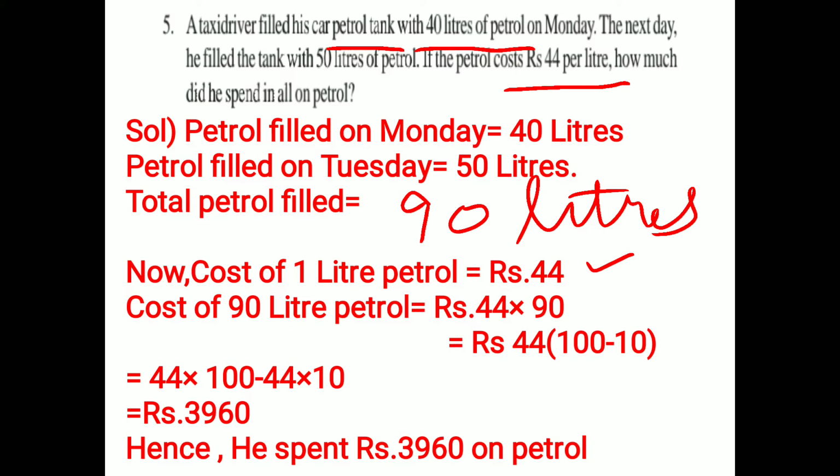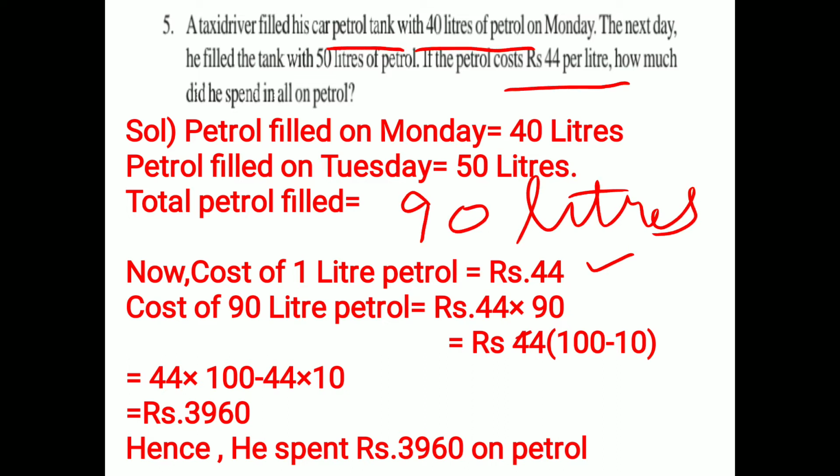44 into 90. So 44 you have to multiply by 90. Yesterday I told you how to multiply. Means we will break this 90 with the help of the distributive property. The distributive property tells us that 90 we can write like this: 100 minus 10. So 90 we write as 100 minus 10.